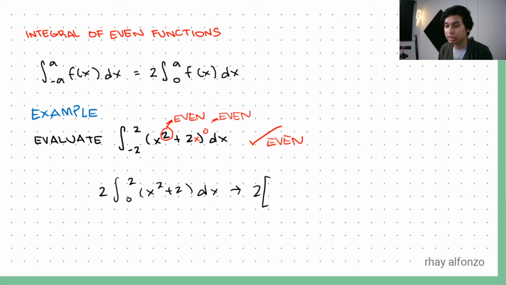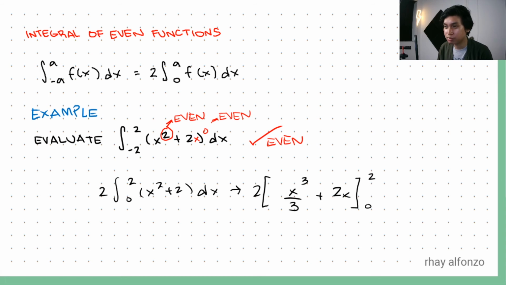x cubed over 3. So 2 plus 1 is 3. Then from the top, make it drop. Plus 2x. So when we integrate any constant, we just attach the variable with which we are integrating. So in this case, we have dx, so we are integrating with respect to x. So the integral of 2 is just 2x. Evaluated from 0 to 2.